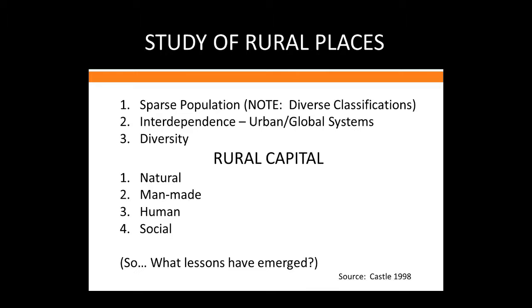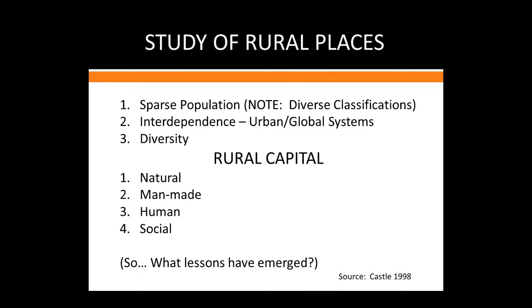Castle did a nice job of noting something that we still talk about, and that's the fact that there are diverse methods to classify rural or non-metro America, and depending upon those classifications you may have a little different type of research, analysis, or actually conclusion. Castle also noted that rural places are interdependent. They do not stand alone, but they have tight linkages to our urban areas and even the global system. Finally, he emphasized the diversity of rural America, the fact that not all rural places are the same.